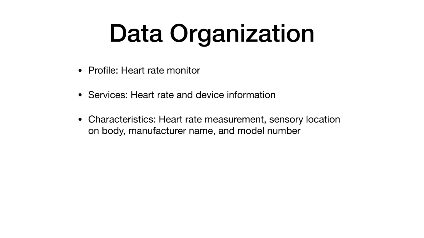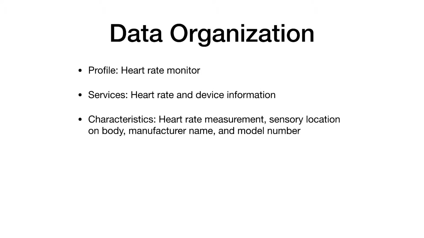It could have multiple services. So an example would be the actual heart rate itself, the monitoring part of the device. And the other service could be metadata, device-specific data, things that tell you information about the device. And then the characteristics, there'd be maybe two characteristics for the heart rate service. One would be the actual measurement itself, so the rate of your heart's pumping. And another characteristic could be the sensor location on the body, so where it is on your body.